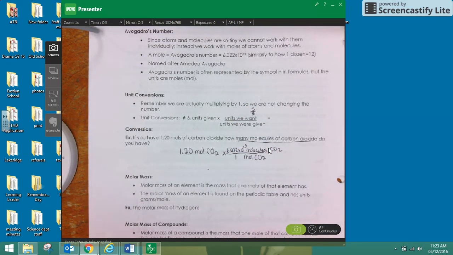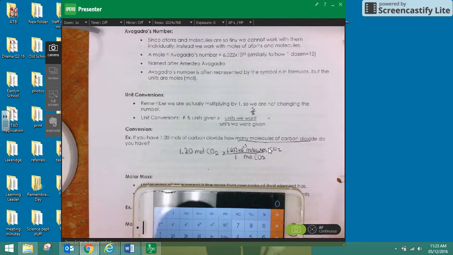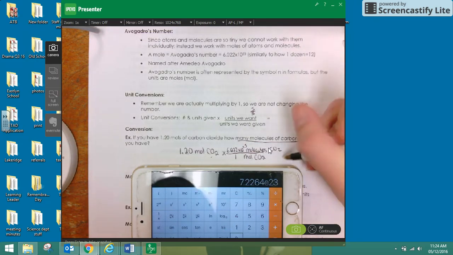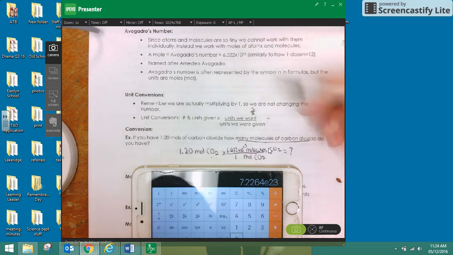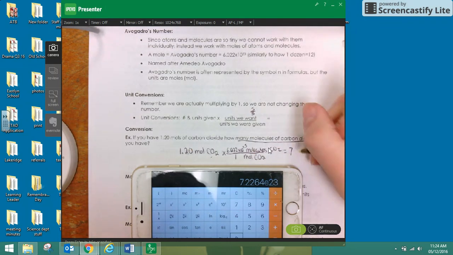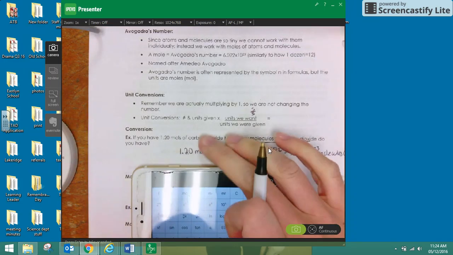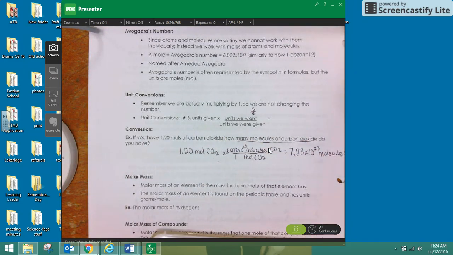And then you would just do that on your calculator and find your answer with the proper number of sig figs. So 1.20 times 6.022 times 10 to the power of 23 equals. I want 3 sig figs because the number I'm starting with has 3 sig figs: 7.23 times 10 to the power of 23 molecules of CO2.